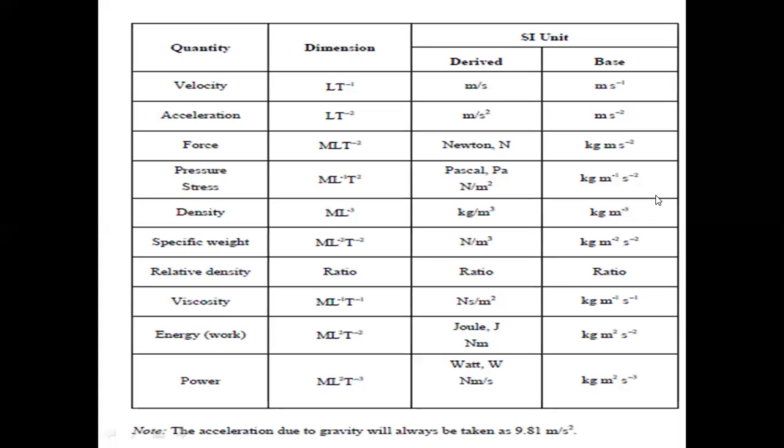Next one, specific weight. We are deriving it as Newton per meter cube, that is kg per meter square per second square, that is ML to the power of minus 2 T to the power of minus 2.